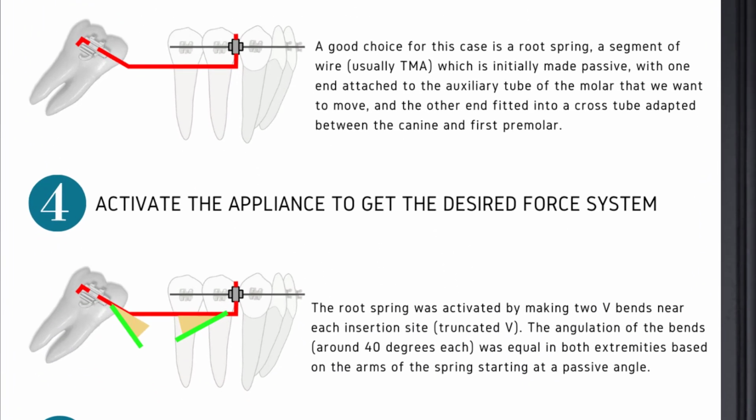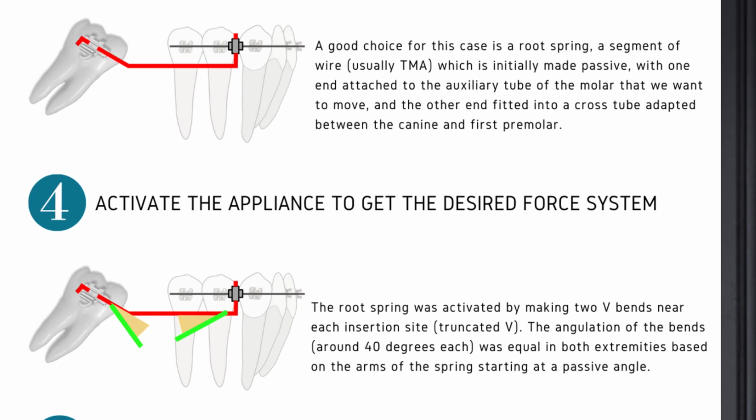In step number 4, we need to activate the appliance to get the desired force system. The roof spring was activated in this case by making two V-bends near each insertion site. This activation is made on the principle of the truncated V-bends. The angulation of the bends, around 40 degrees each, was equal in both extremities, based on the arms of the spring starting at a passive angle.